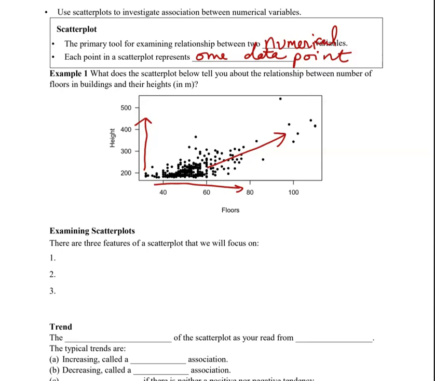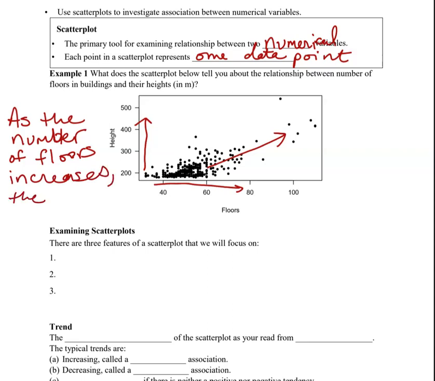So what can we say? Let's write that down. So as the number of floors increases, the heights, and I'm going to use the word tends to increase. Because, like I said, there's some exceptions to that. So you want to kind of give yourself that little bit of an out, but say tends to increase or seems to, or on average they increase.